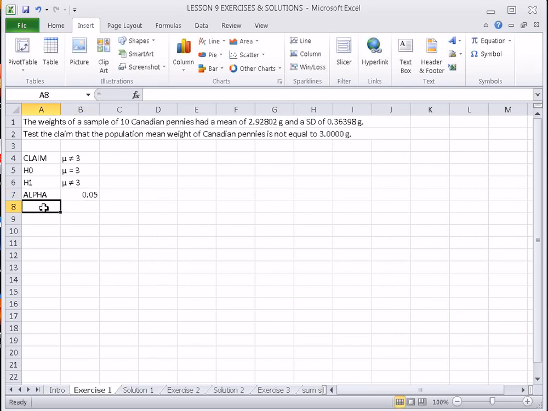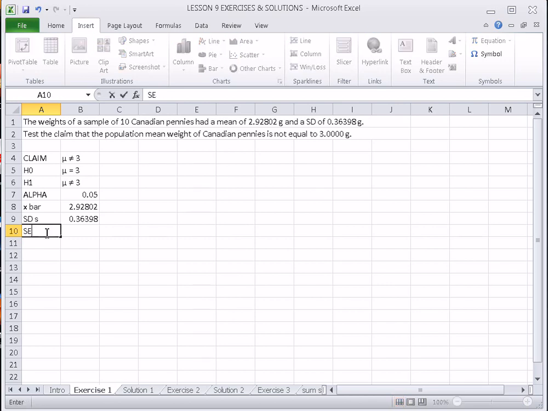Alright, so now it's time to look at our data and get our sample statistics. Notice the sample mean, x bar, is given to us as 2.92802 grams, and the sample standard deviation S is given to us as 0.36398 grams. Now we are going to use this information to find the standard error.